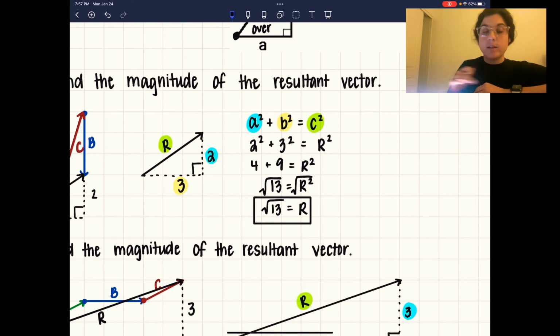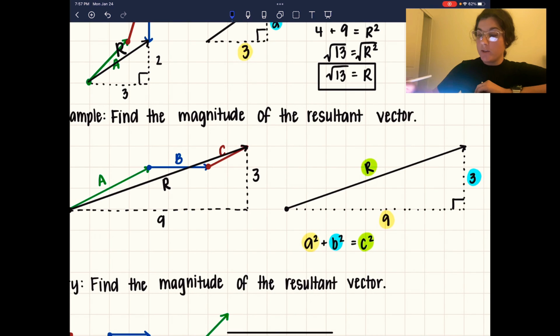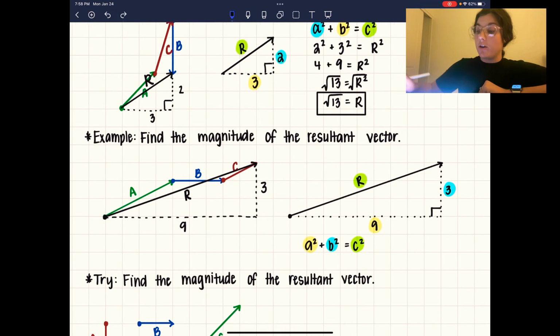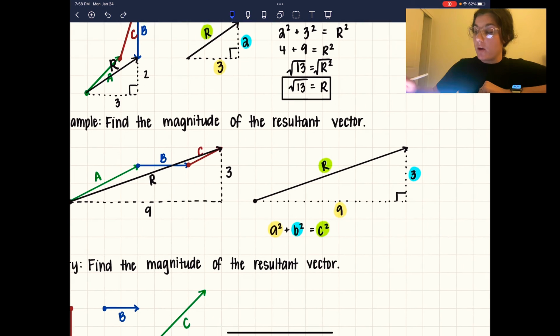So hopefully we'll get some magnitudes that are whole numbers and aren't just square root values or quantities, but if not, that's fine too. So let's do one more example together. We've got a plus b plus c, and it kind of overlaps a little bit. This is kind of what I was referring to, where your resultant vector is going to kind of cut through your train, but that's okay. The resultant vector is really large. It's over 9 and up 3.